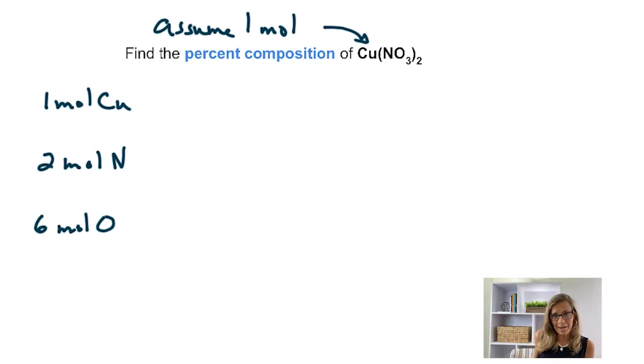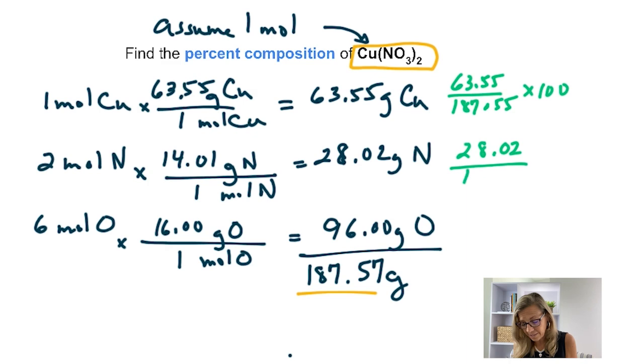Kind of looks like I'm about to calculate molar mass, doesn't it? Well, that's really the next step. Nitrogen, divide by the total, times 100. Last one.